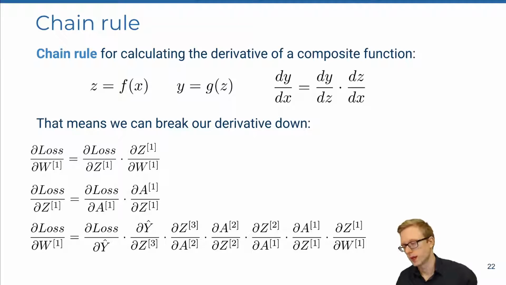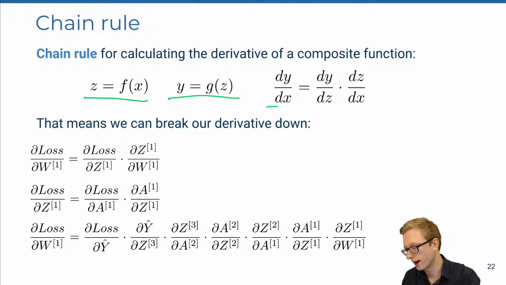In order to calculate all the necessary partial derivatives in our network, we make use of the chain rule. And the chain rule says that if z is a function of x and y is a function of z, then we can calculate the derivative of y with respect to x by calculating the derivative of y with respect to z and multiplying that with the derivative of z with respect to x. And that means we can break the derivative calculation down into smaller steps.